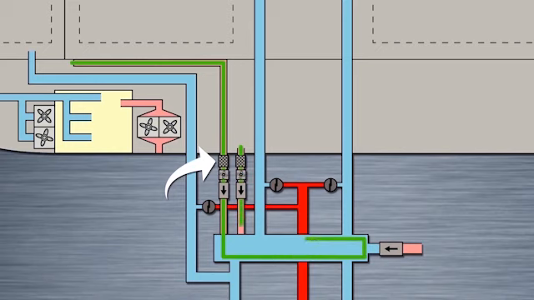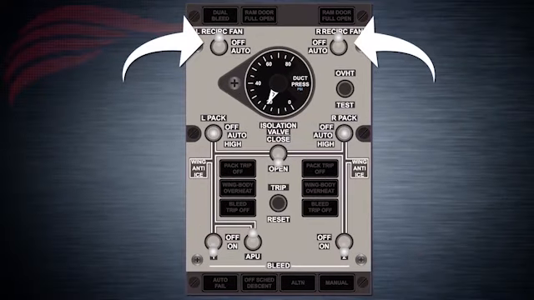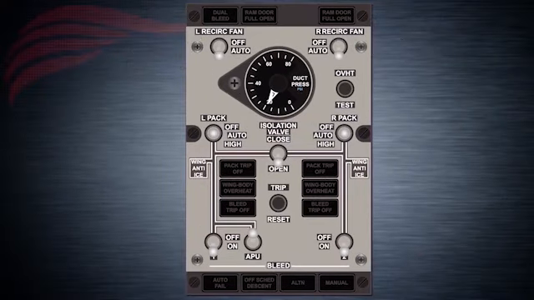Recirculation is achieved with a left and a right recirculation fan. These are operated by the pilots with the left and right recirculation fan switches on the air conditioning panel. These switches have the following positions. Off. The recirculation fans are off. Auto. The recirculation fans are controlled automatically.